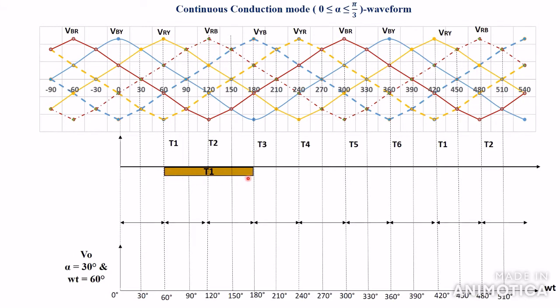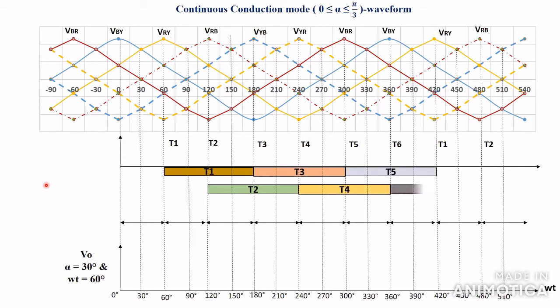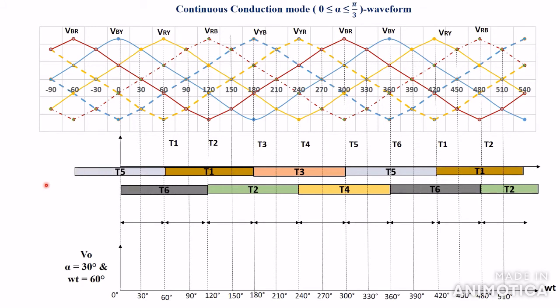After T1, T2 will be conducting. So next T3, T4, T5, T6. So this is one cycle. Again the cycle will get repeated, and T1, T2 will be triggered. In this case also we will divide into 60 degree intervals for drawing the output voltage. Now we'll consider the first 60 degree interval, that is from 60 to 120.